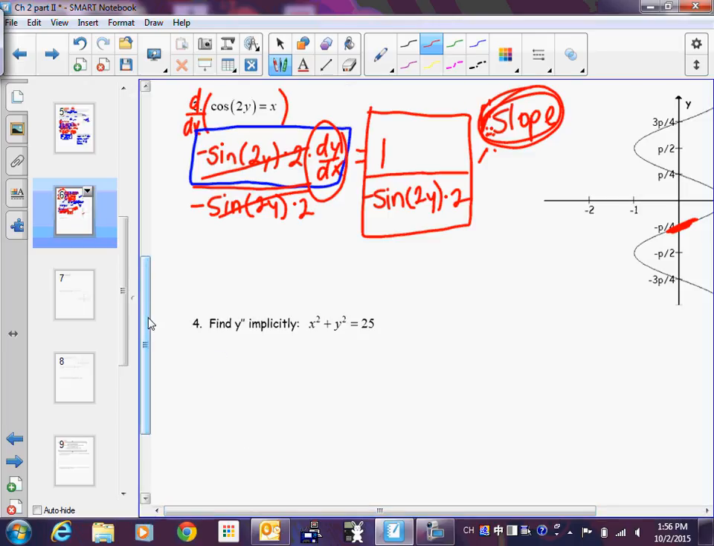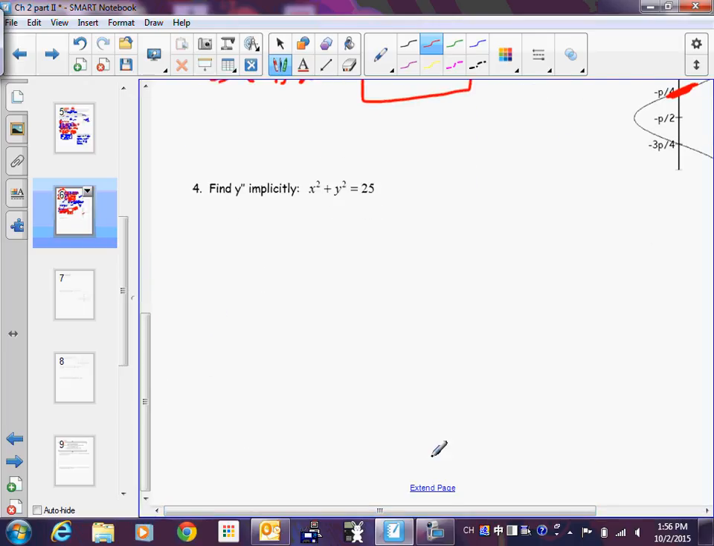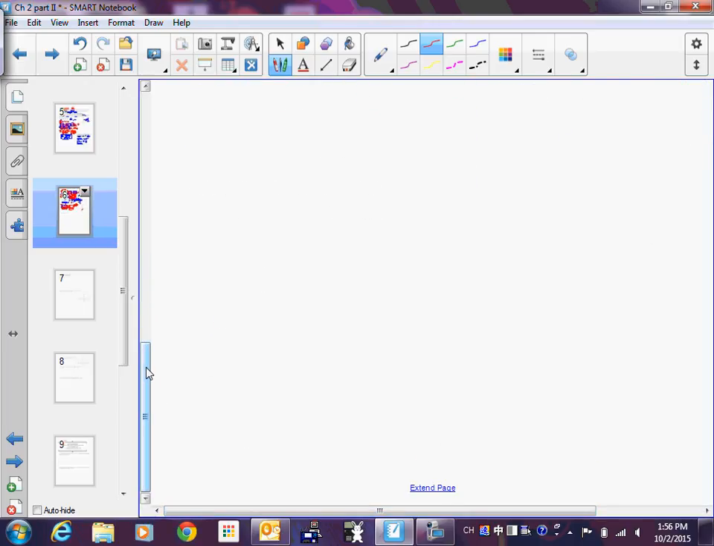Let's look at number 4. What are we looking for on 4? What does that say? The double derivative. There's no shortcut to the double derivative. You just got to find the first derivative and then do it all over again. Okay, so I'm going to take the derivative with respect to x of both sides of this thing.